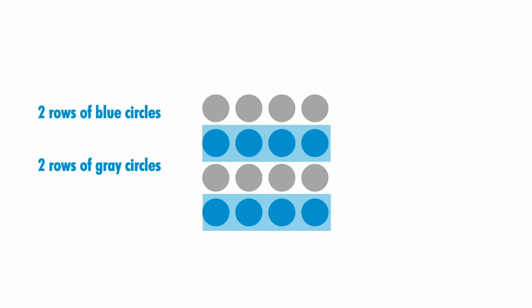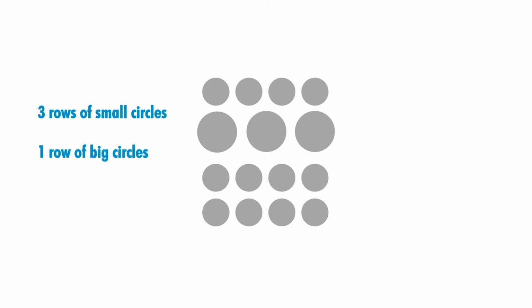So I can use color and shape to group things. I can also use size. By adjusting the size, you now see 3 rows of small circles and 1 row of big circles.